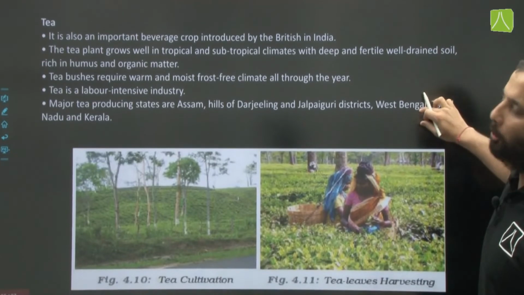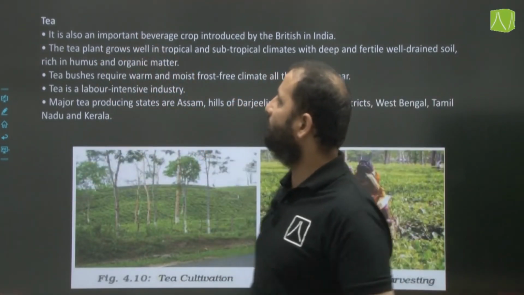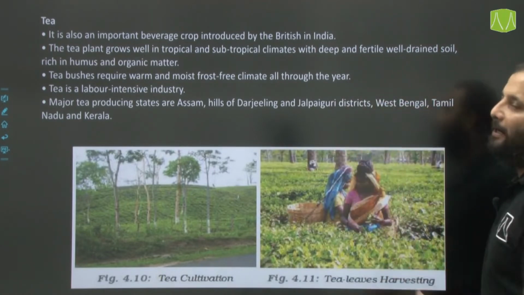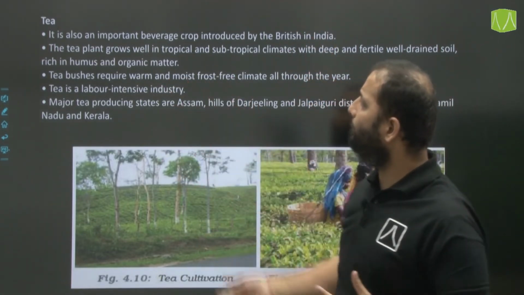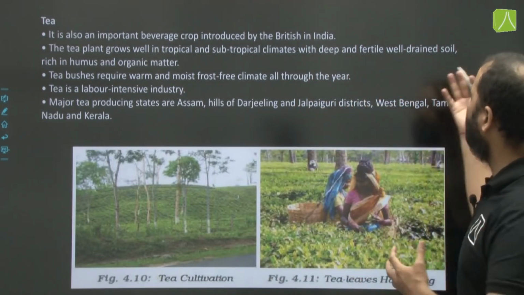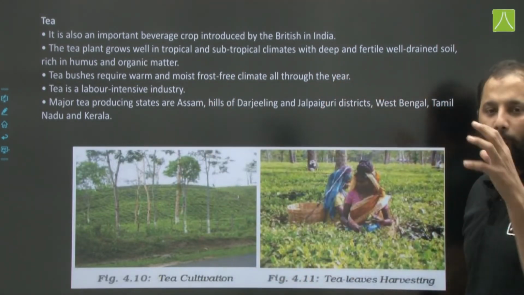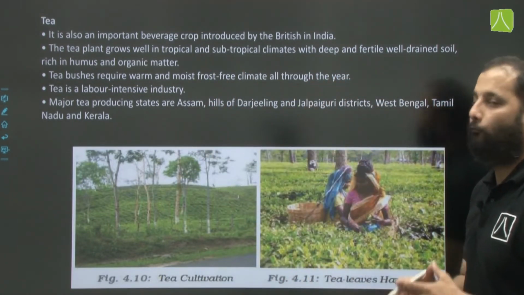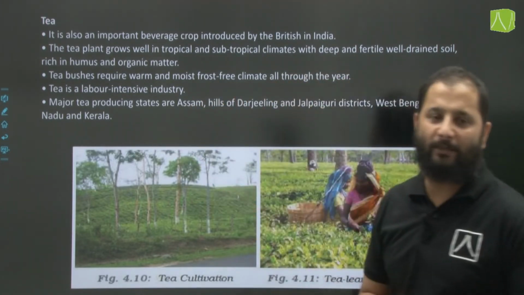Now moving on to the beverage crops, that is tea and coffee. First one we will be taking as tea, again an important beverage crop introduced by the British in India. The tea plants grow well in tropical and subtropical climates with deep and fertile, well-drained soil, rich in humus and organic matter. Now tea bushes also require warm and moist, frost-free climate all through the year. Tea is a labor-intensive industry.